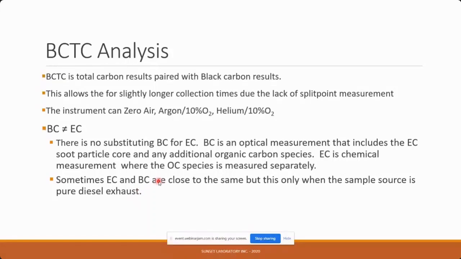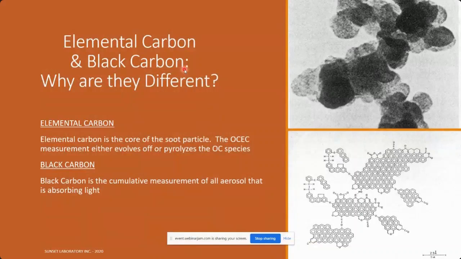Typically, it's not lower because, at least based on our measurements, based on the way that we've calibrated our mass absorption coefficient. But it's important for people to know that you shouldn't expect black carbon to equal elemental carbon, because in most cases, you're not measuring the same thing. So just a little bit more, I always like to drive this idea home that elemental carbon and black carbon, they are different.